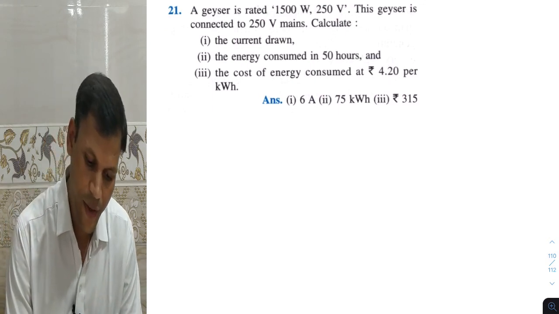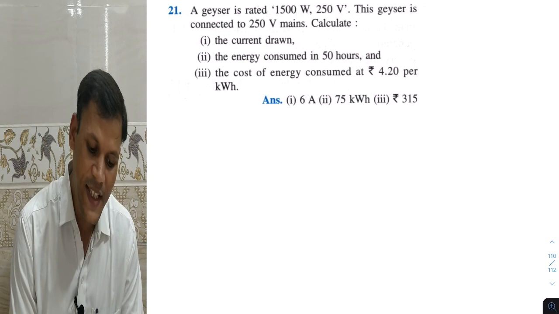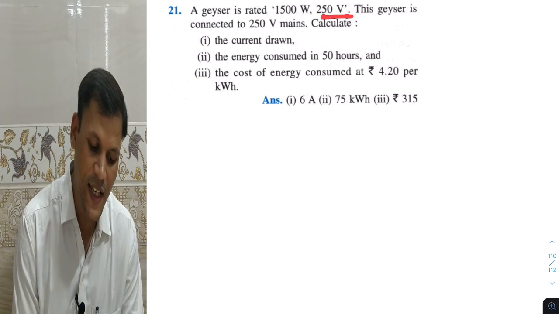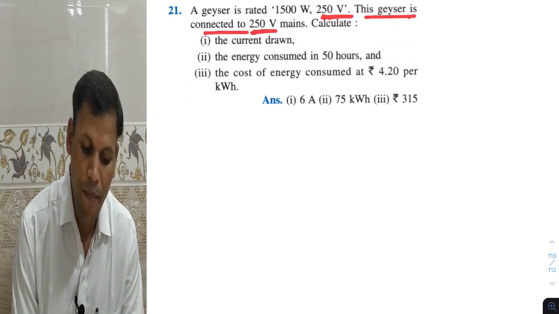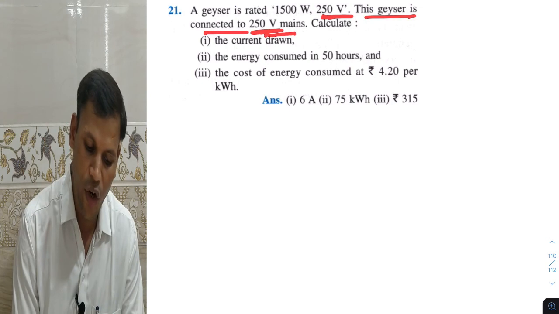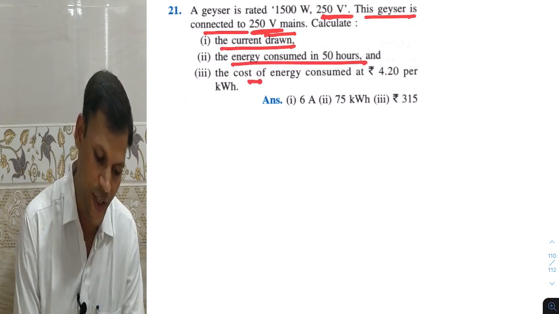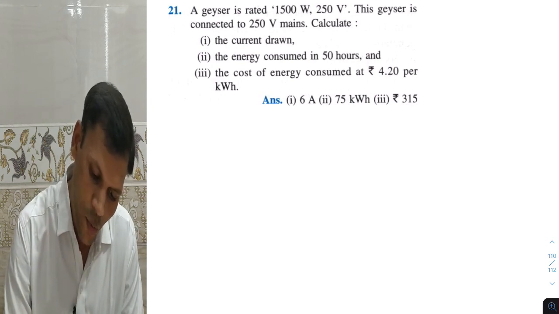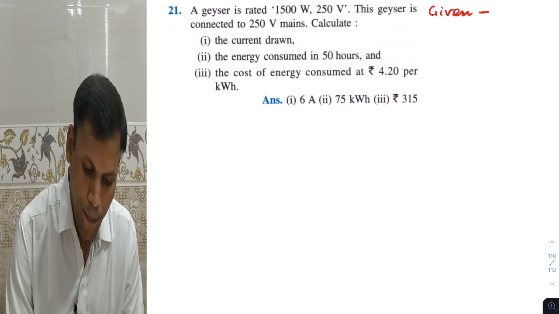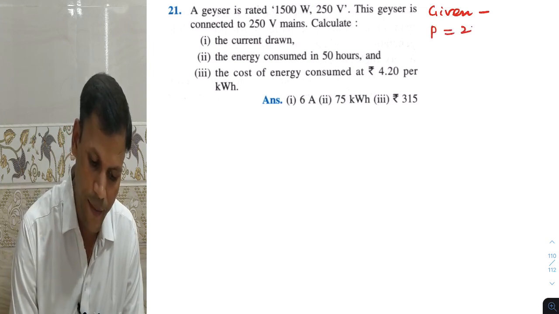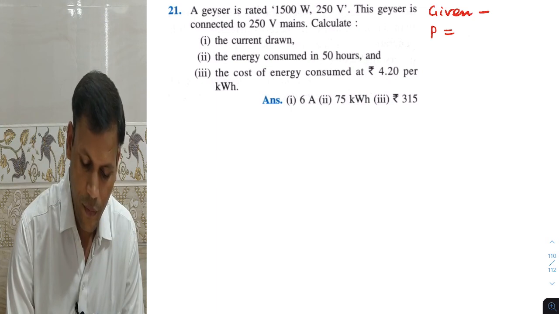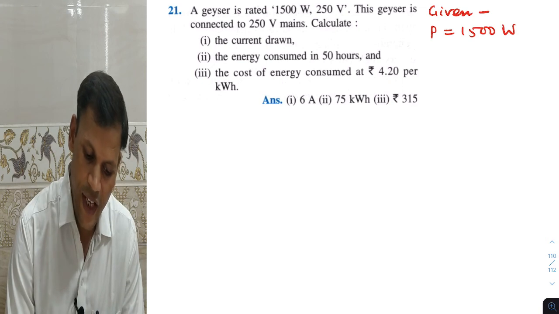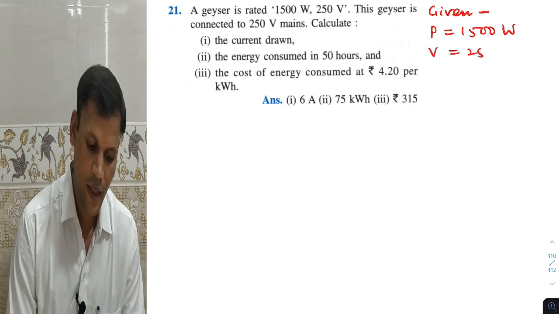Okay, question number 21. A geyser is rated 1500 watt and 250 volt. This geyser is connected to 250 volt mains. Calculate the current drawn, energy consumed and cost. 3 parts we have to find out. So first of all, we will write the given things. Power is 1500 watt and V is 250 volt.